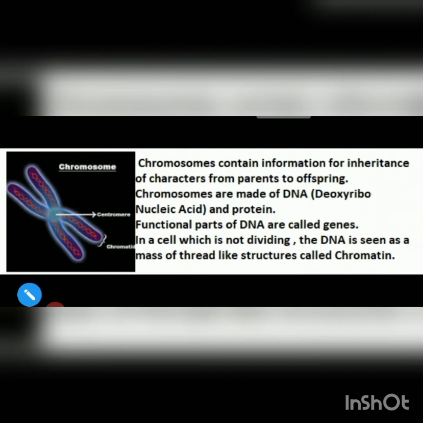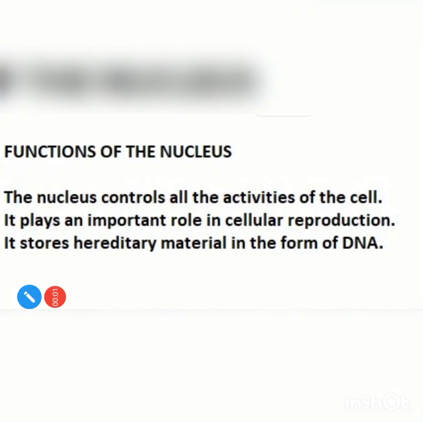Now in a cell which is not dividing, the DNA will be seen as a mass of thread that is called the chromatin material. And just before cell division, the chromatin material will come together to form rod-like structures that are called the chromosomes.